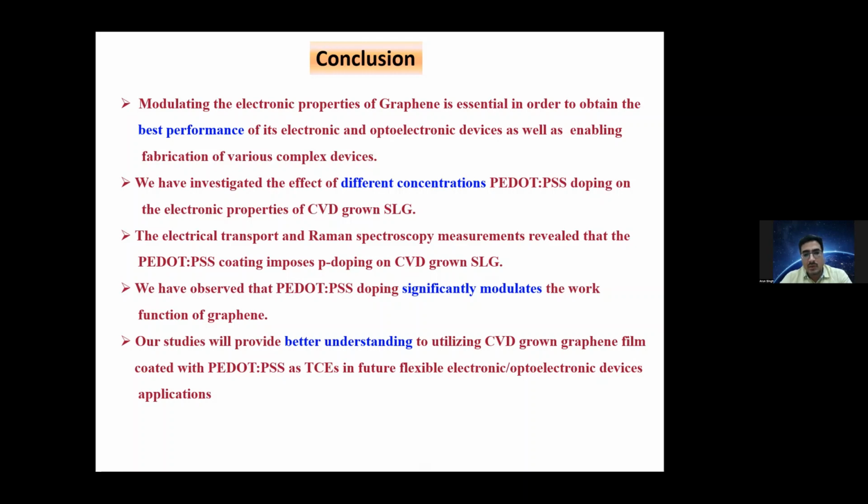The electrical transport and Raman spectroscopy measurements revealed that the PEDOT:PSS coating imposed P doping on the CVD grown graphene, because the 2D and G peaks shifted toward higher wave number. And in the electrical transport measurement, the Dirac point shifted toward positive gate voltage, indicating the P doping by PEDOT:PSS. We have observed that the PEDOT:PSS doping significantly modulates the work function of the graphene. Our study will provide a better understanding of utilizing CVD grown graphene coated with PEDOT:PSS as a transparent electrode in future flexible electronic and optoelectronic devices and many other applications.